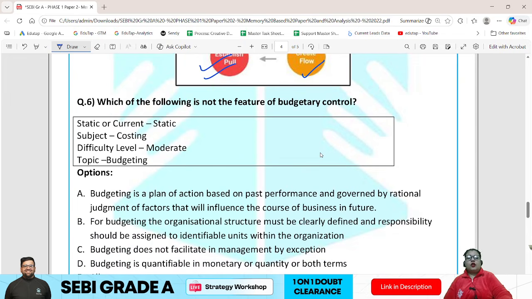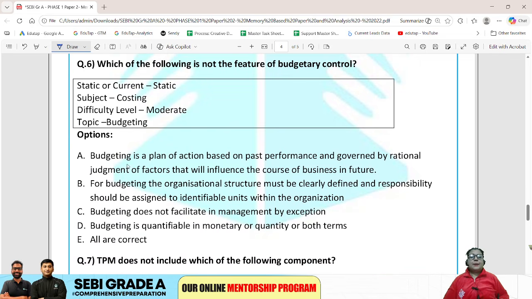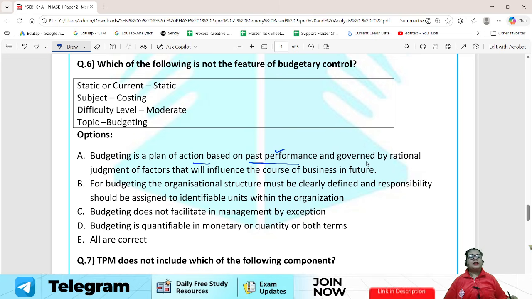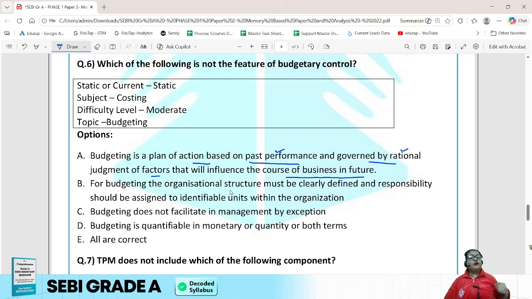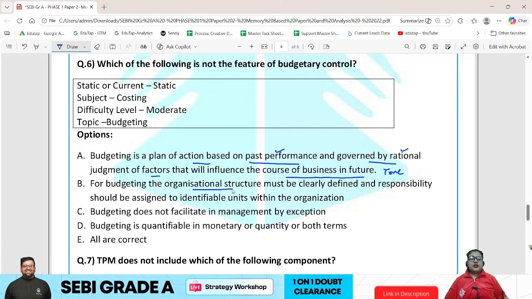Next, which of the following is not a feature of budgetary control? Not a feature. Let us see the statements. Budgeting is a plan of action based on past performance. Yes, it is based on past performance and governed by rational judgment of factors that will influence the course of business in future. Yes, so it is based on past performance. It is governed by some rational judgment that will influence the course of business in the future. We make it for the future. So that's right, this statement is true. Next, for budgeting, the organizational structure must be clearly defined. Yes, and the responsibility should also be assigned to identifiable units within an organization.